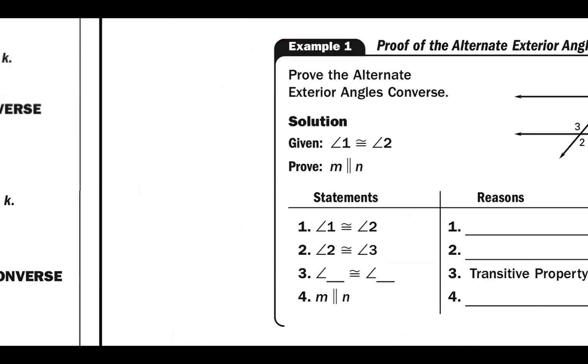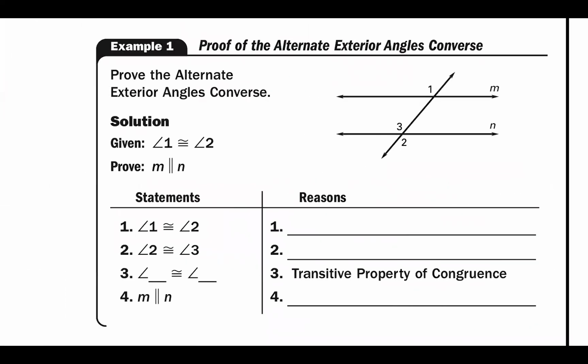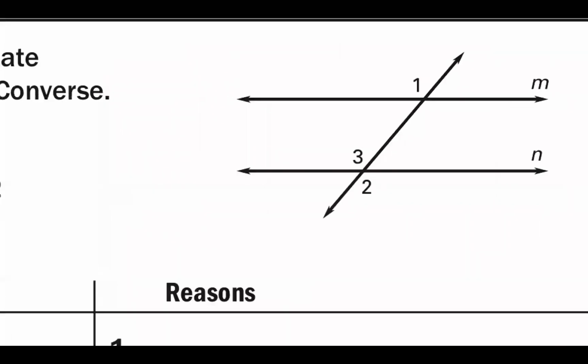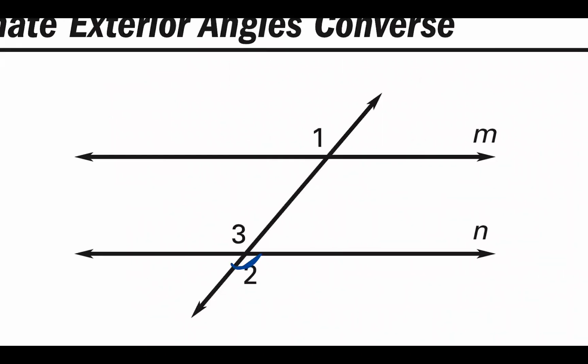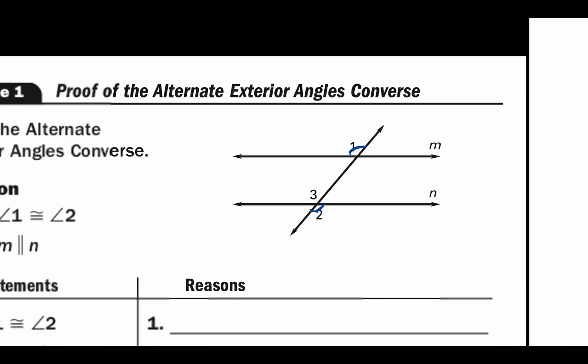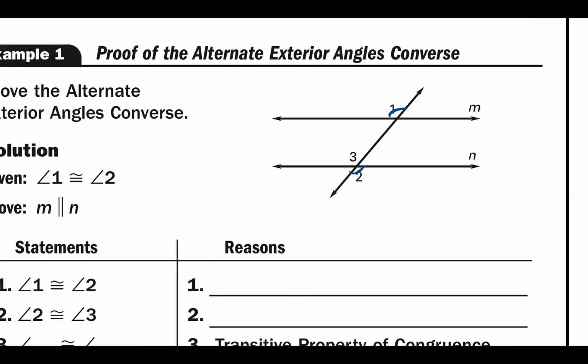All right, prove the alternate exterior angles converse. Given 1 is congruent to 2, prove M is parallel to N. So I'm going to go ahead and label my image. How would I label 1 is congruent to 2 on the picture? Single hoop. Hoop, there it is. All right. So how do I know 1 is congruent to 2?